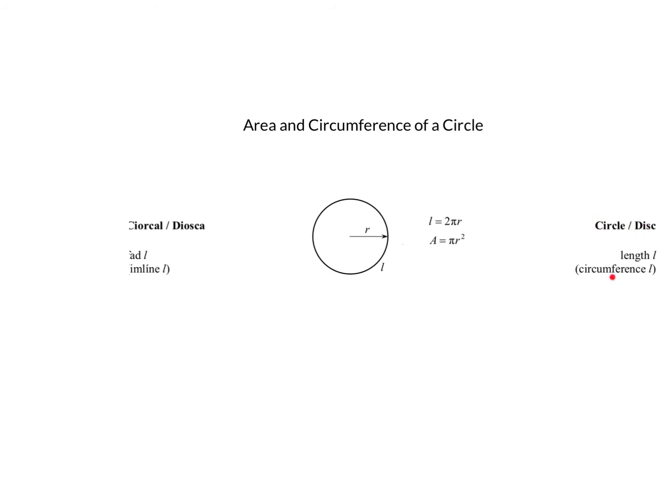So they're saying this is for a circle or a disc. The circumference is marked by L. So we have this formula here for the circumference. The length of the circumference is 2 multiplied by pi multiplied by this radius here. And if we want to calculate the area, it is pi multiplied by the radius squared.